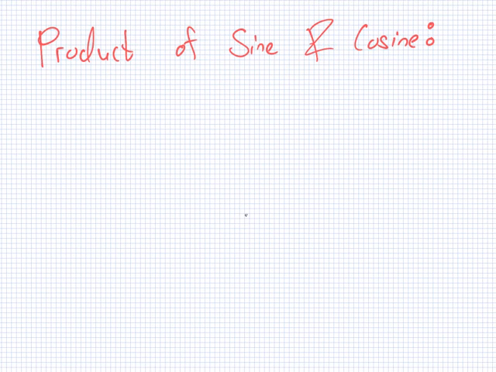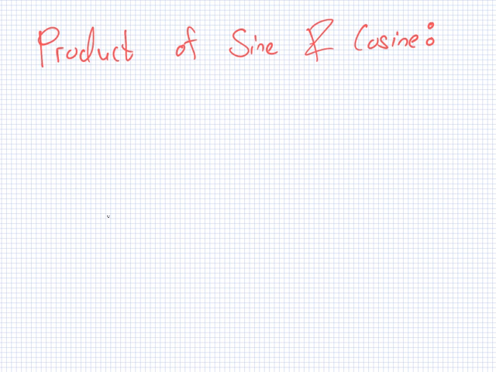Product of sine and cosine. So there isn't actually a lot to do in this lesson. It really just uses what we did in the last lesson. You can see there's not even that many questions. I just need to show you some examples. Let's have a look at a couple of examples.